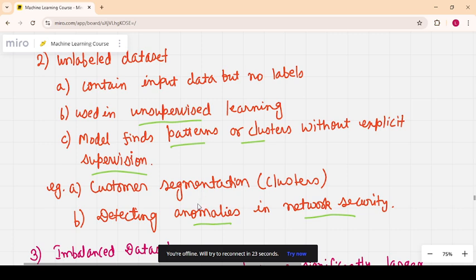You have a data set which is anomalous, which deviates from the normal behavior of the data set. So you can detect it, like in network security, you need to detect the anomaly to prevent harm to the integrity of the network.